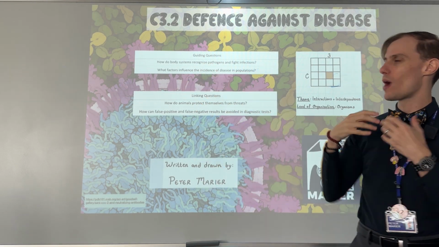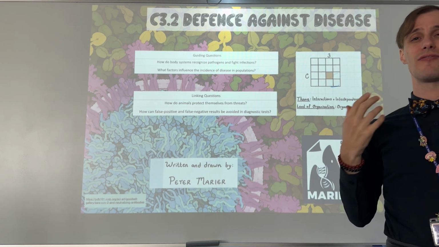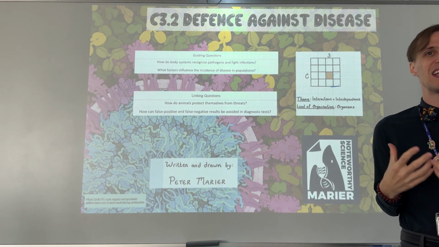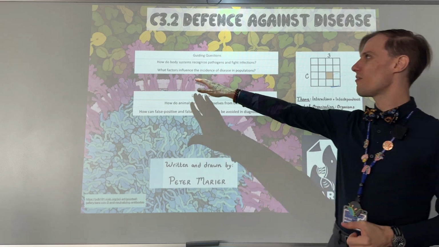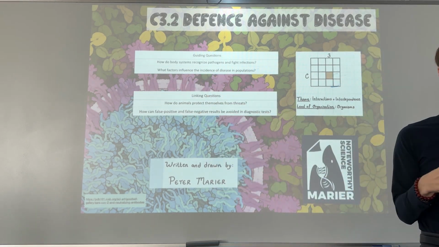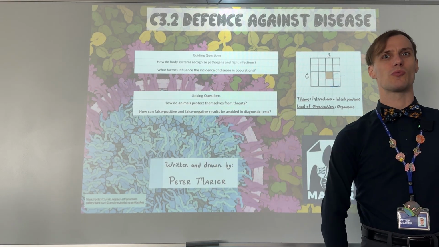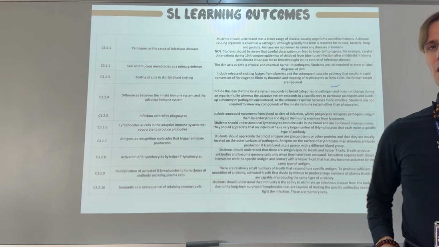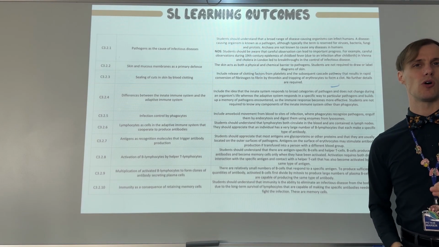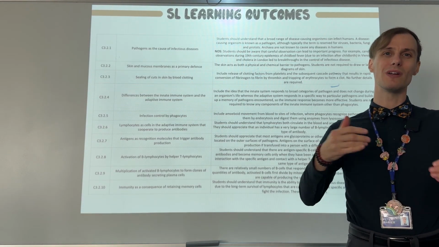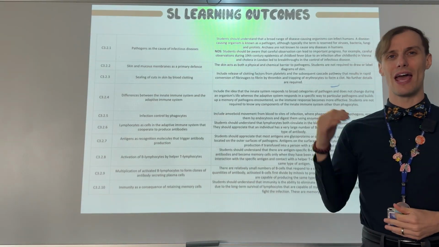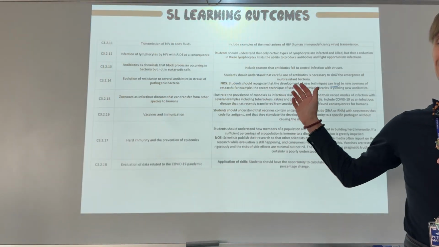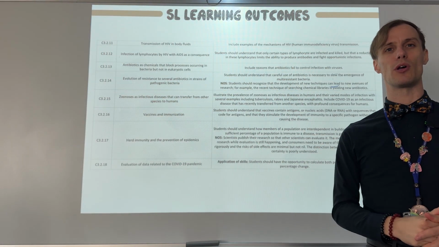body systems recognize pathogens and how do they fight them? And how do they fight infections? And what factors influence the incidence of disease in populations? So really relating to epidemiology. This subtopic is a standard level only subtopic, meaning that there are no additional higher level learning outcomes. And in this one, there are 18 different learning outcomes that we're going to be going over today.